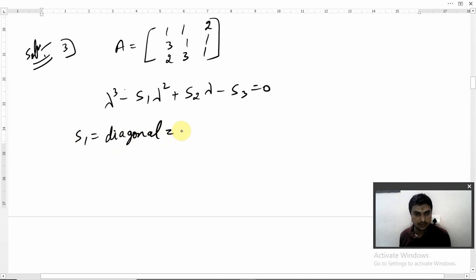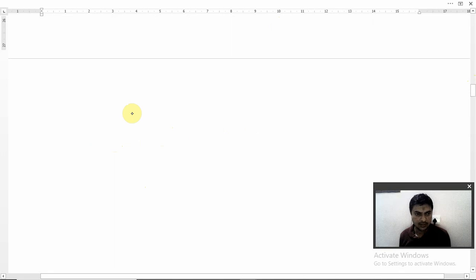Yes friends, please remember here the diagonal is 1 1 1, so I am going to take this as the main diagonal. I am going to sum this diagonal: 1 plus 1 plus 1 is equal to 3. So directly I am going to take 3 here. Next I am going to take S2.